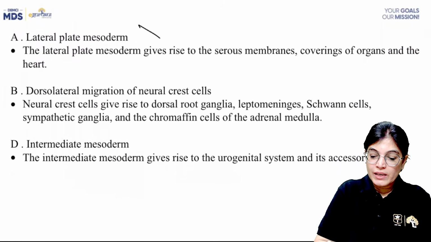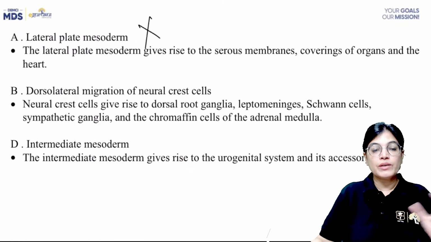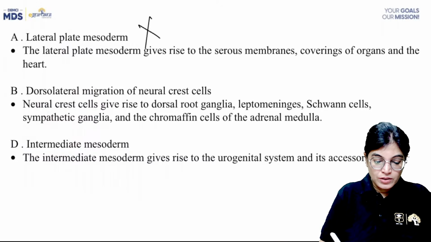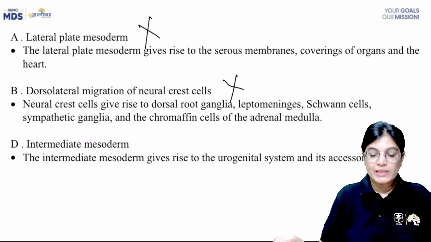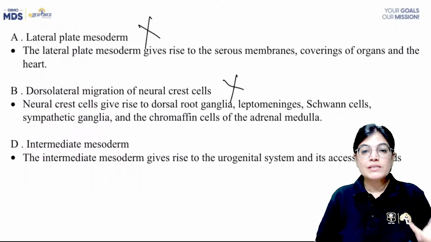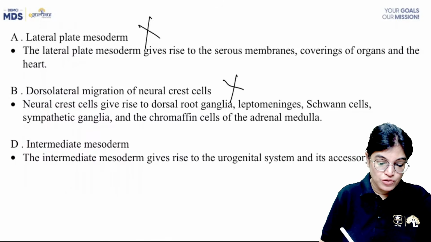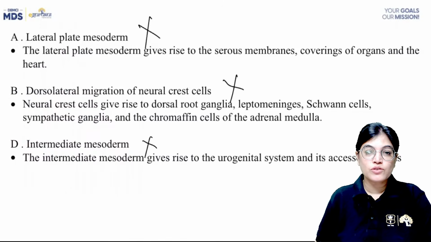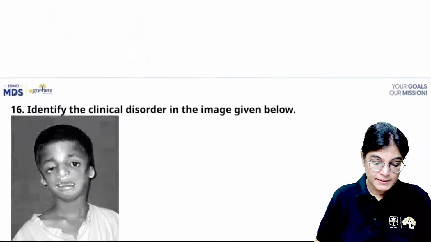Lateral plate mesoderm gives rise to the serous membranes and coverings of the structures, the heart and organs. Migration of neural crest cells, as I told you, will form ganglia, Schwann cells, chromaffin cells of the adrenal medulla, and leptomeninges. Intermediate mesoderm will give rise to urogenital structures.